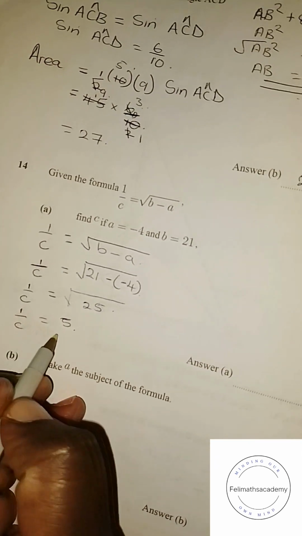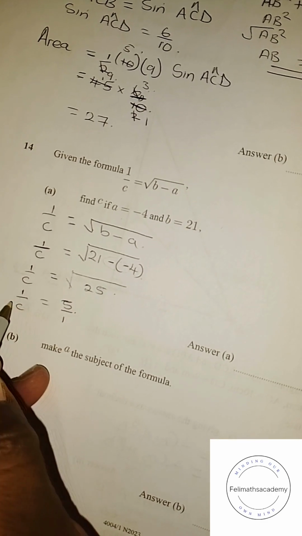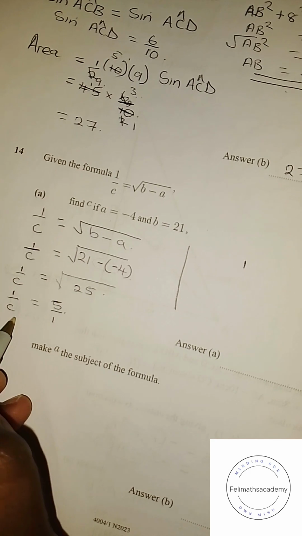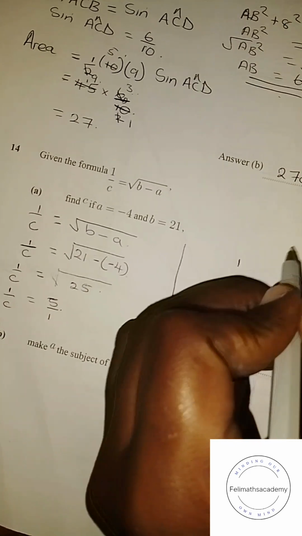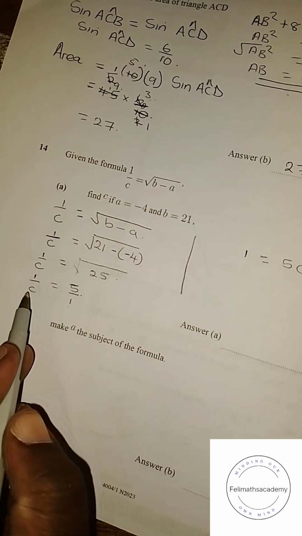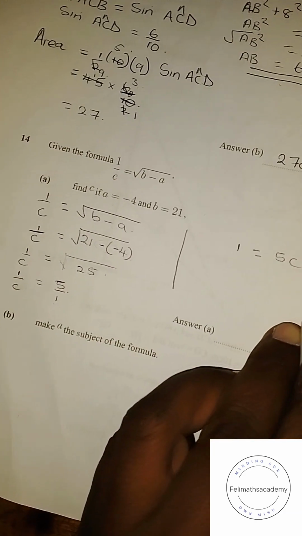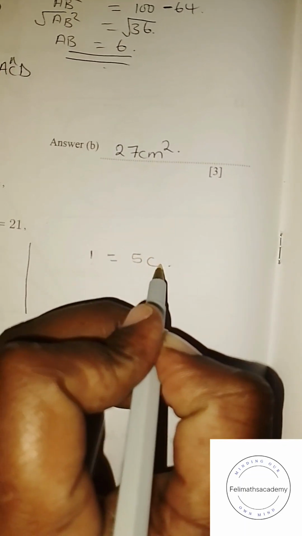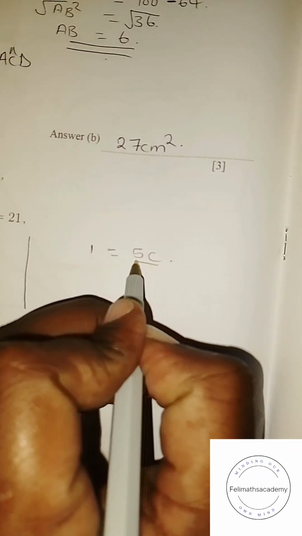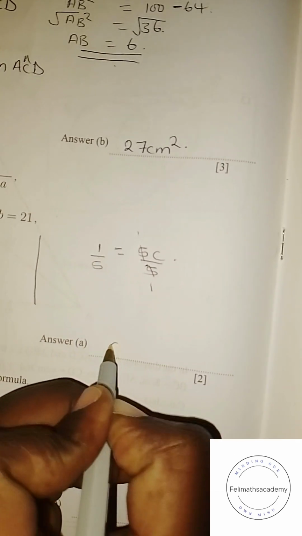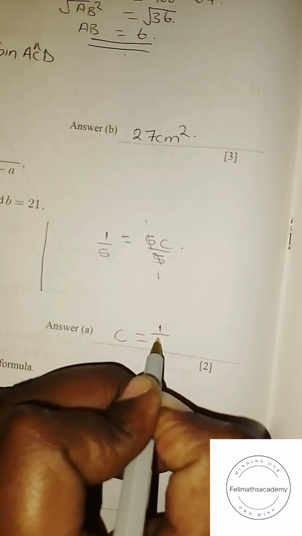Then we cross multiply: 1 times 1 is 1, and C times 5 is 5C. So it becomes 1 is equal to 5C. Then to remain with C, we divide both sides by 5. So C is equal to 1 over 5.